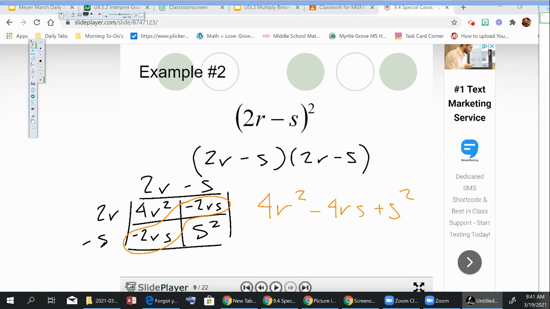You might notice that they follow the same rule as the last one. First unit squared, last unit squared. If you multiply 2r times s, you get minus 2rs. And you have two of those, which means minus 4rs. So it does start to follow that pattern.